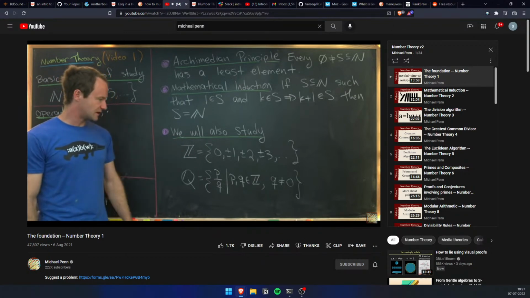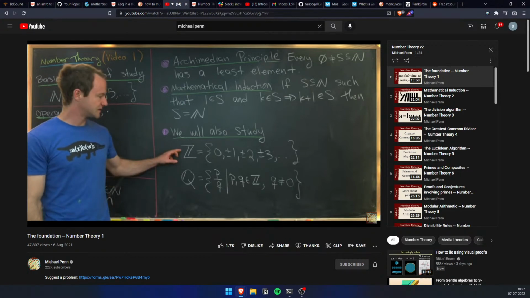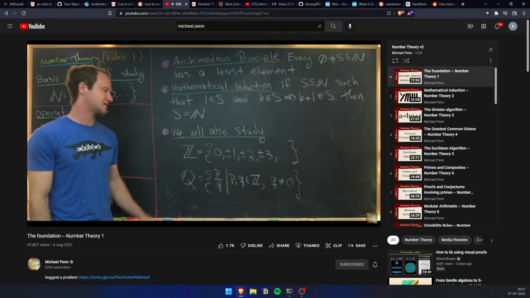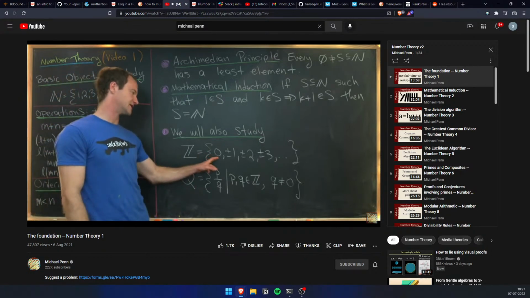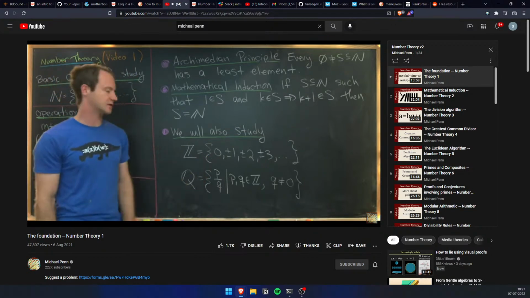So we're also going to study the following sets, which are extensions of natural numbers. So the integers. So that's all positive and negative natural numbers, and then 0. So I wrote it like this: 0, plus minus 1, plus minus 2, plus minus 3, so on and so forth.